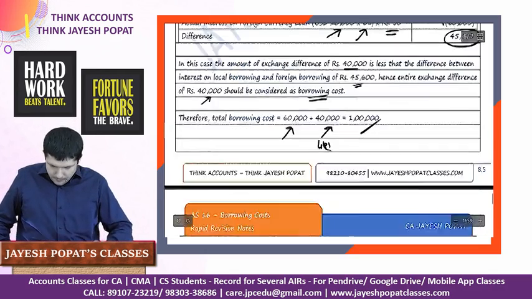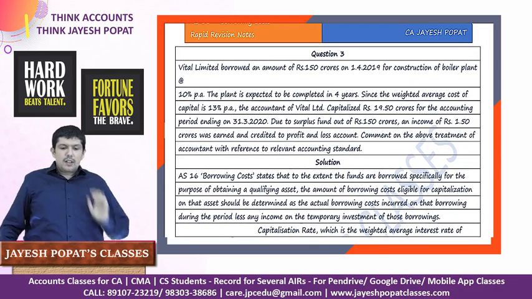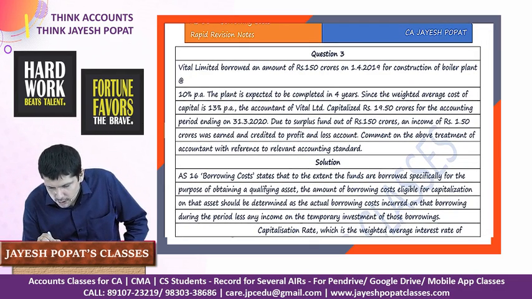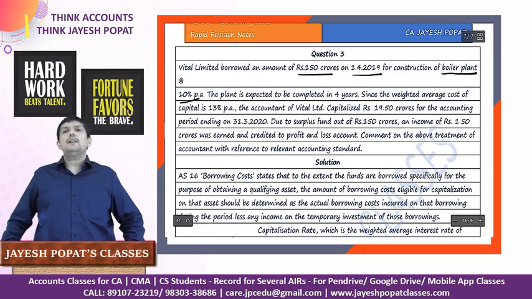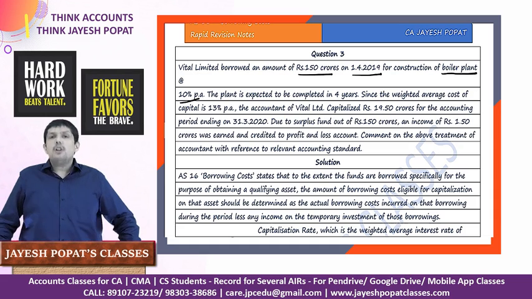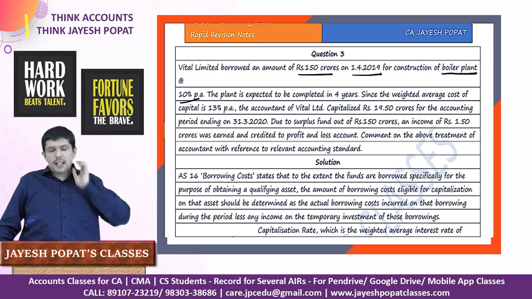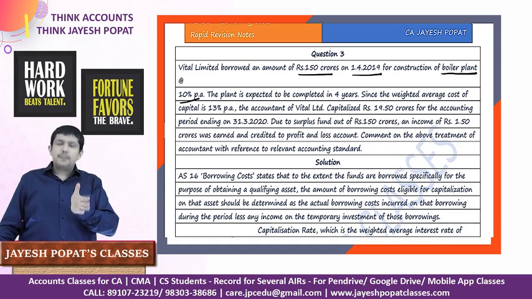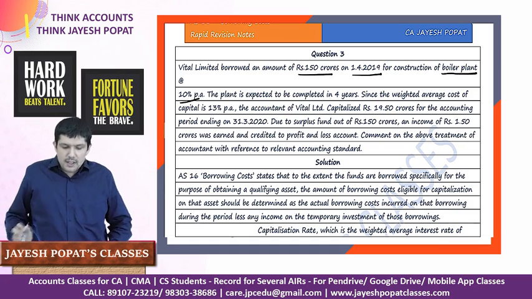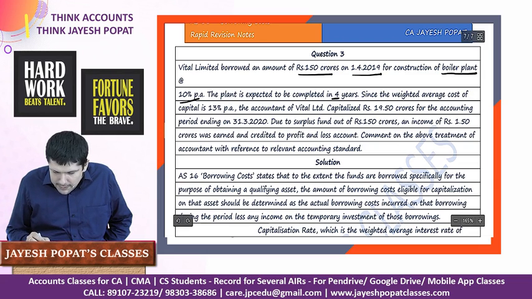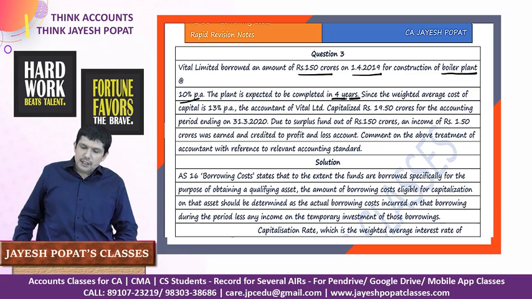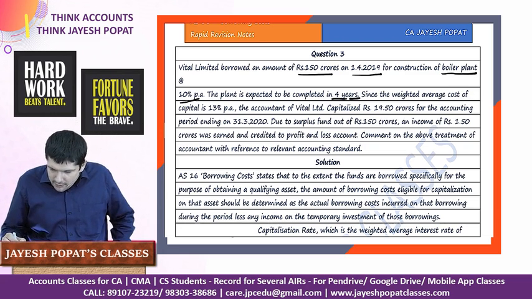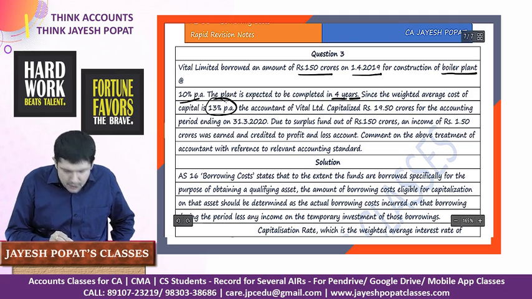Absolutely clear about this? Then sum number 3, it says Vittle Limited borrowed an amount of 150 crore on 1st of April 19 for construction of a boiler plant at the rate of 10% per annum. So 150 crore worth of loan has been taken on 1st of April 19 where the interest rate is 10%, and this is specifically for the purpose of construction of a boiler plant. The plant is expected to be completed in 4 years, therefore it's a qualifying asset because it is taking substantial period of time to get ready for its intended use. The weighted average cost of capital is 13%.